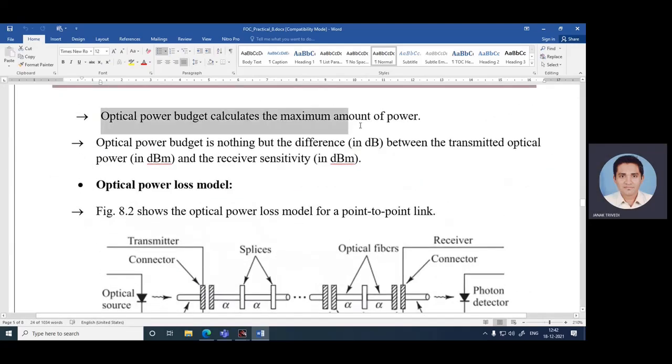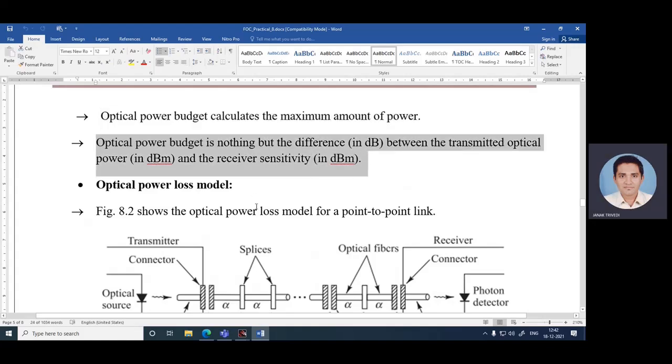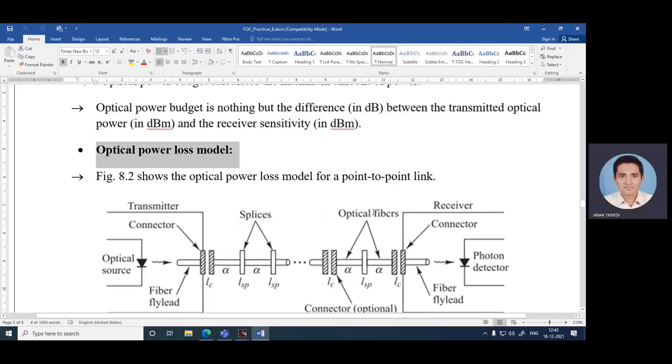Optical power budget calculates the maximum amount of power. Optical power budget is nothing but the difference in dB between the transmitted optical power in dBm and the receiver sensitivity in dBm.